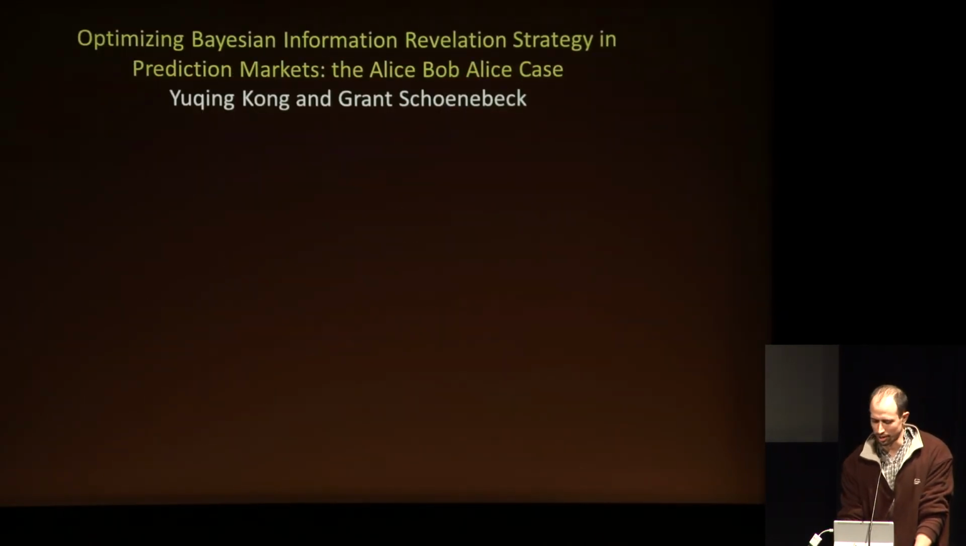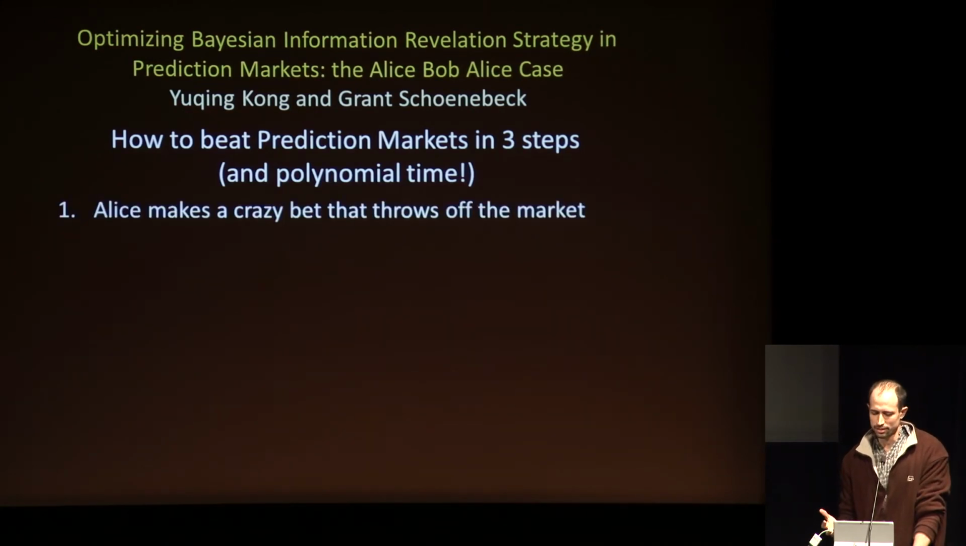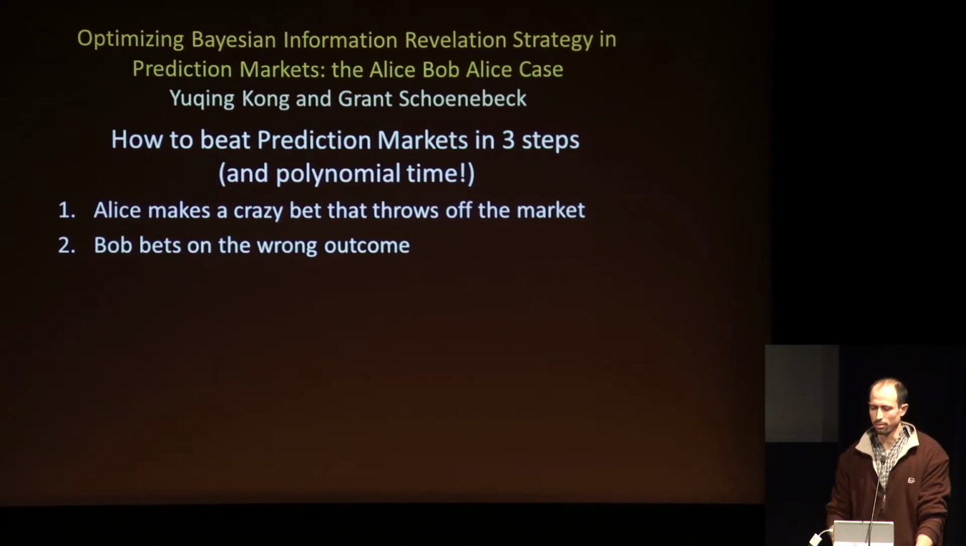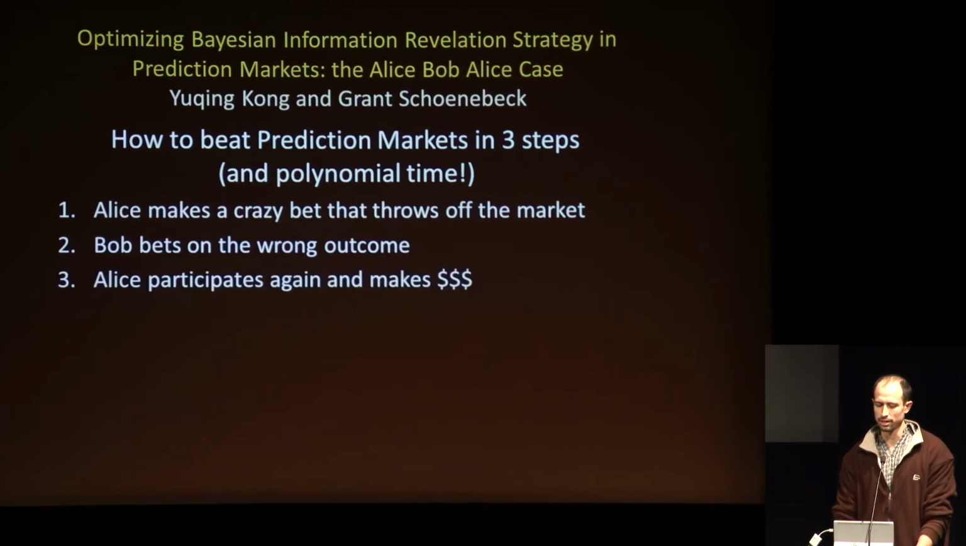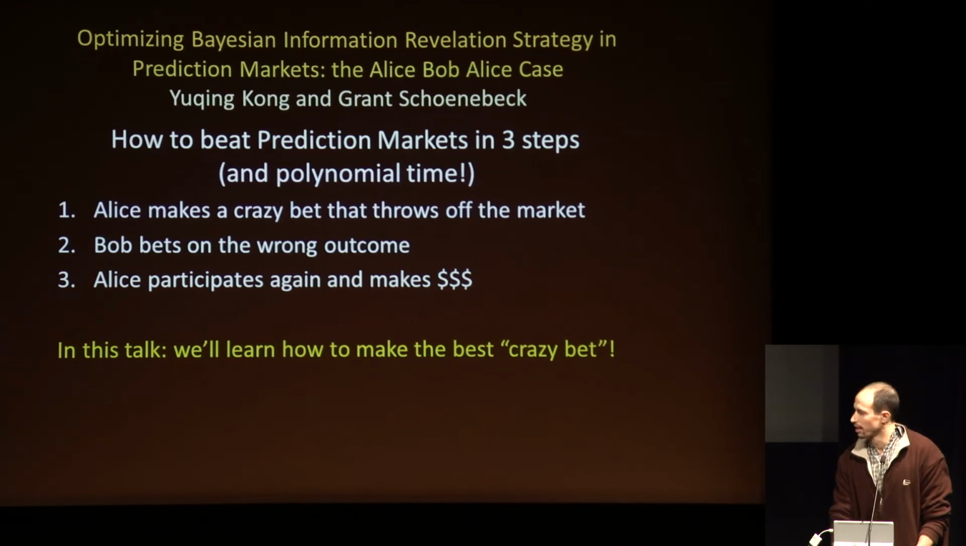So now you sort of know what prediction markets are, and what you really want to know is how to beat the prediction markets. So here's how to do this in 3 steps. Alice makes some crazy bet that really throws off the market. And then Bob comes and bets on the wrong outcome. And now the market is at the wrong position and there is a lot of money to be made. And Alice comes back and takes advantage of this. And what you learn in this talk is how to find the best crazy bet strategy. And this is an infinite design space. It's not even clear that there exists a best strategy, but you'll see an FPTAS.